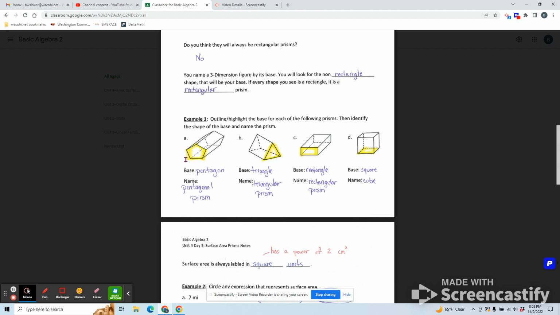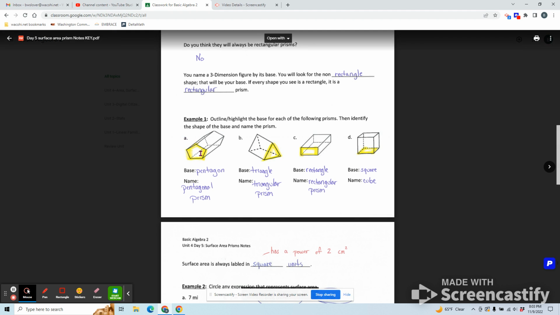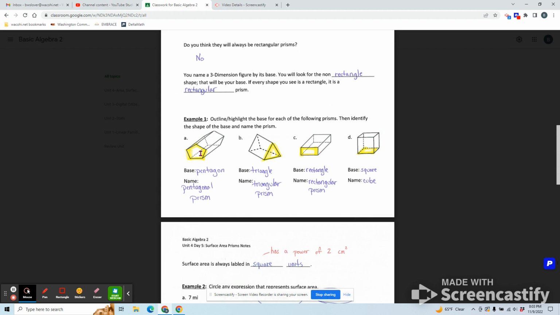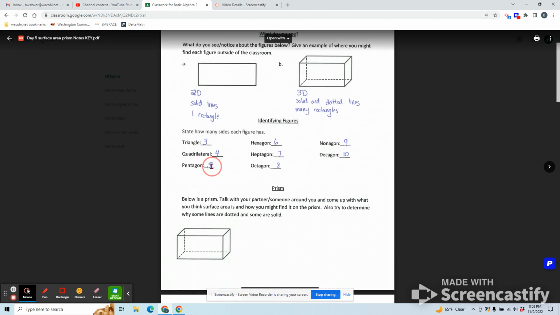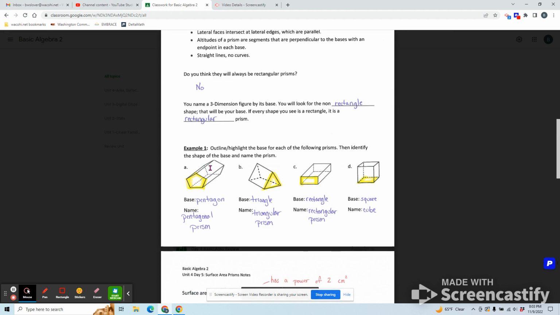So the first example, I highlighted all of my bases. I'm looking for the non-four-sided figure, so the non-rectangle. So in letter A, that's this front part, which is a pentagon. It's got 1, 2, 3, 4, 5 sides. So my base is a pentagon, and so that makes this a pentagonal prism. So remember, a prism, think a tissue box, think a book, think a cereal box. Okay, all of those are prisms.